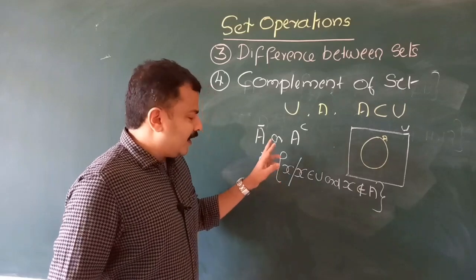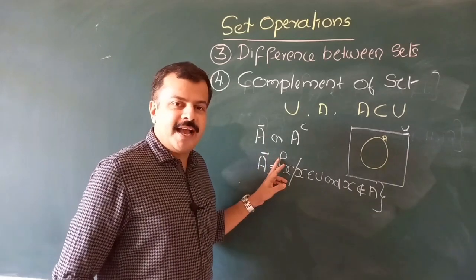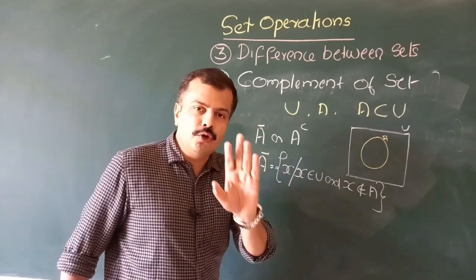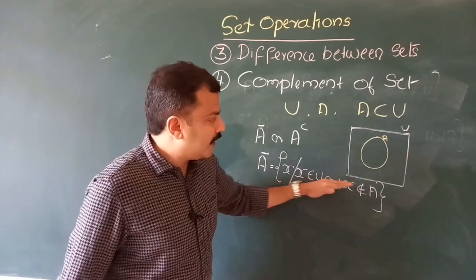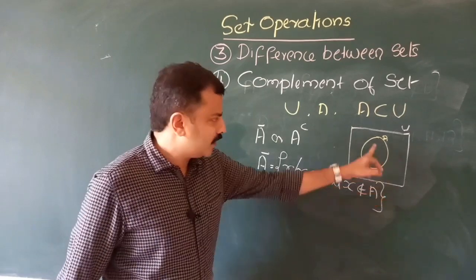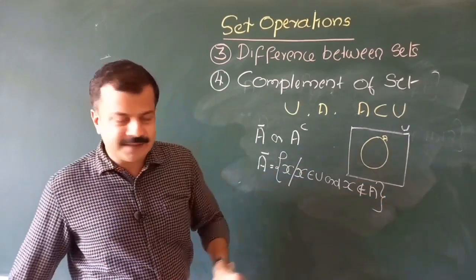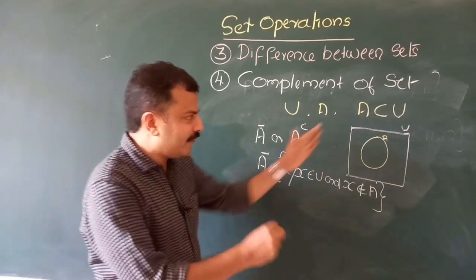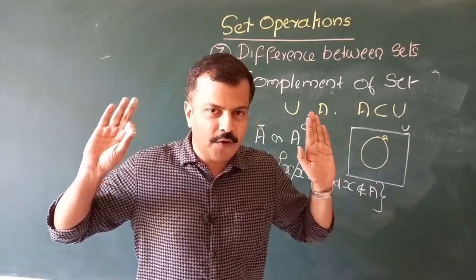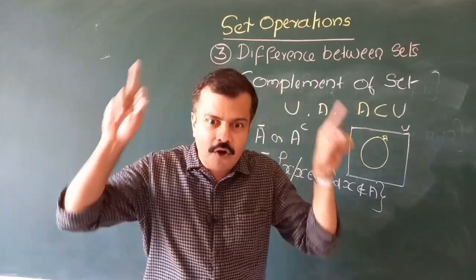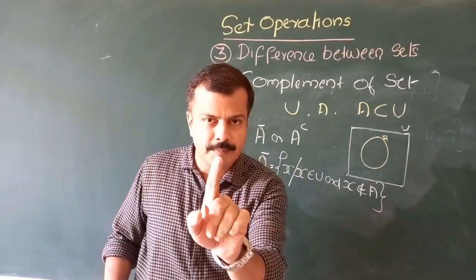That is, A complement is defined as consisting of all those elements that belong to the universal set but do not belong to set A. Now, let us explore this case with our Venn diagram. So, we have a Venn diagram here. What is the A complement? A complement consists of all those elements that belong to the universal set but do not belong to A.